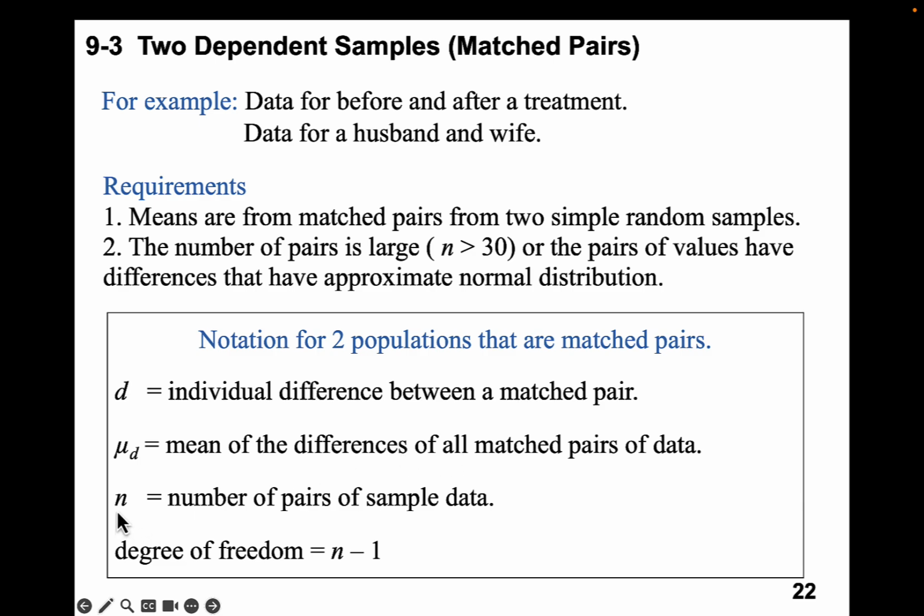Lowercase n is still the sample size, but just be careful. It's not each individual data value. It's the number of pairs of sample data. And our degrees of freedom is that number of pairs minus 1.